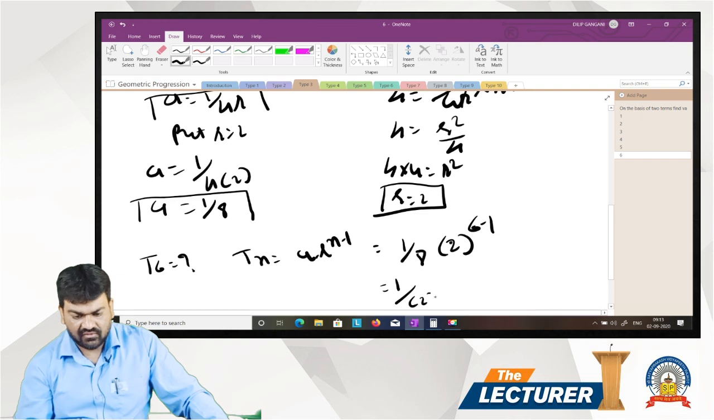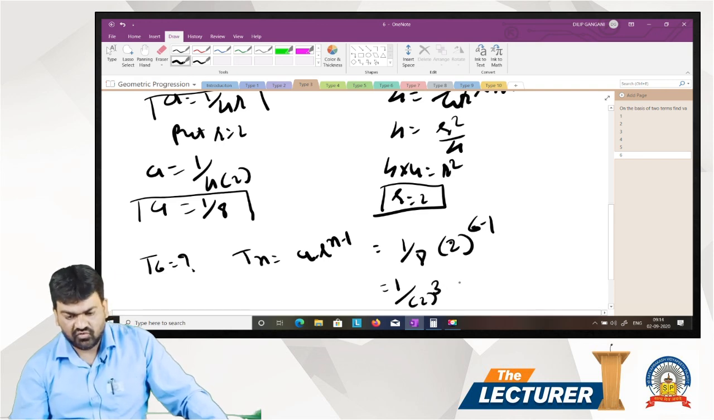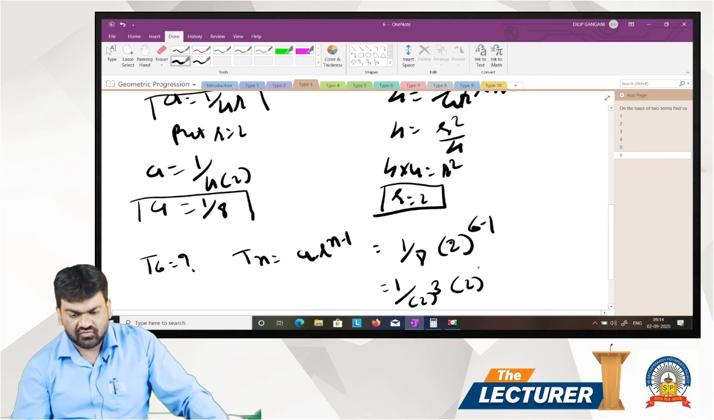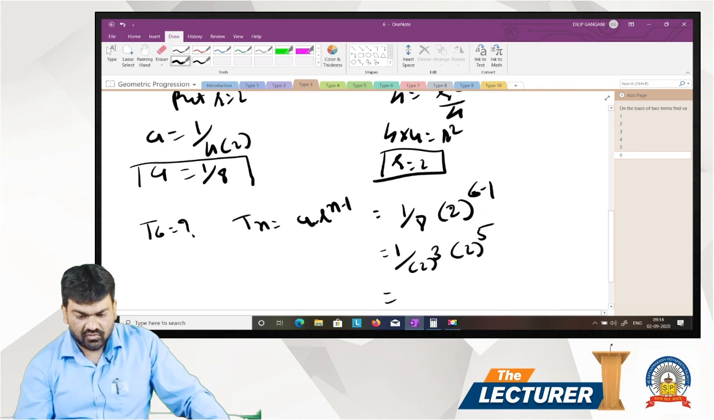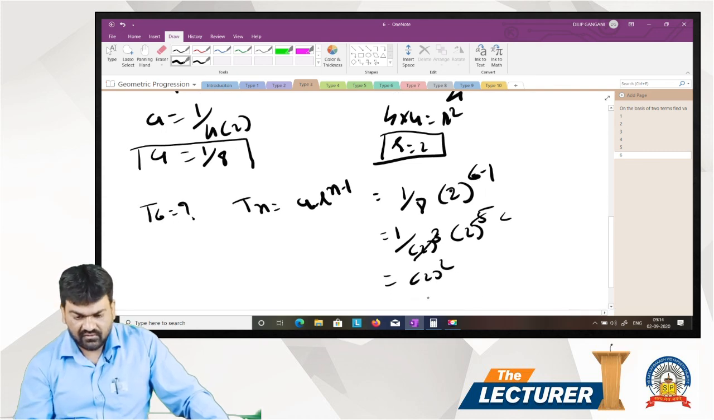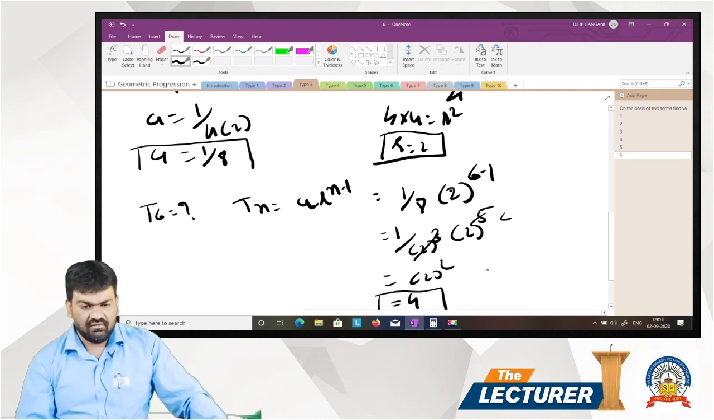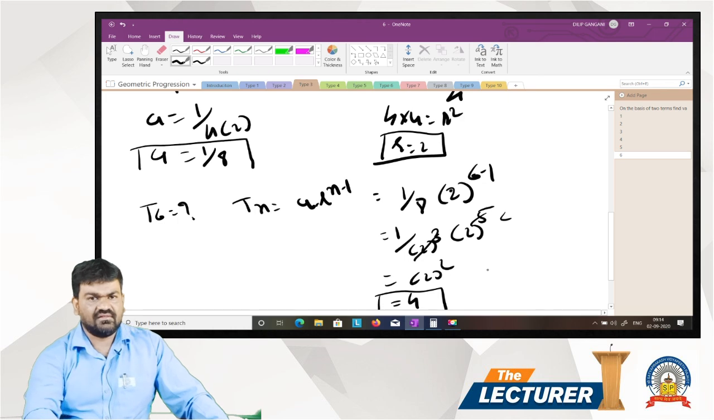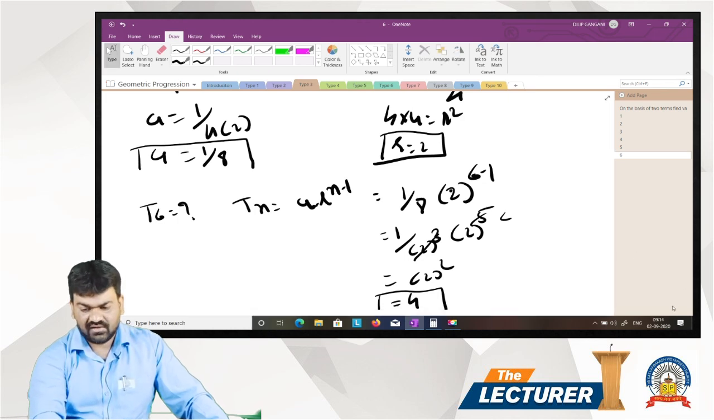1 by 8, that is 2 multiplied by 2, 2 2 is 4, 2 4 is 8, 2 cube, so 2 raised to 5 will come here. So cube with 5, square is left, 2 square, that is 4. This is your answer. Here our type 3 is completed. In next session we will start our next type, that is type 4.